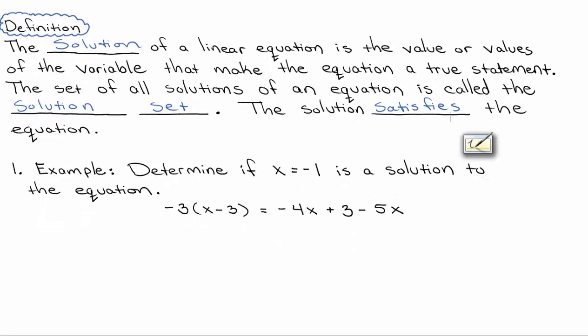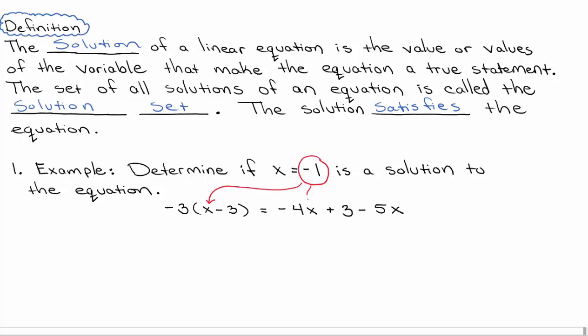Determine if x equal to -1 is a solution to the equation -3 times the quantity x minus 3 equal to -4x plus 3 minus 5x. What we're going to do here is substitute x equal to -1 into this equation. Every time we see an x value, we're going to write -1 instead. So there'll be a -1 here, a -1 here, and a -1 here. Everything else in the equation is going to stay the same.